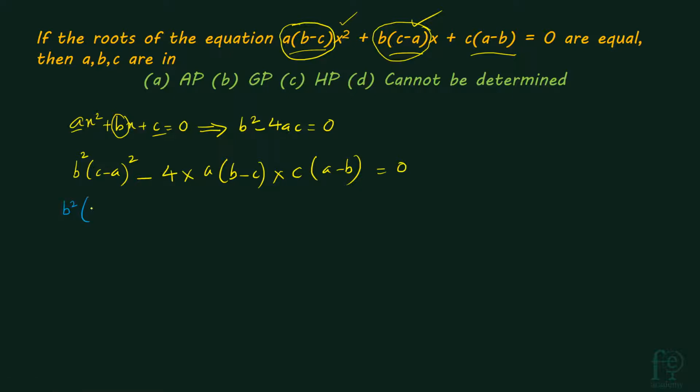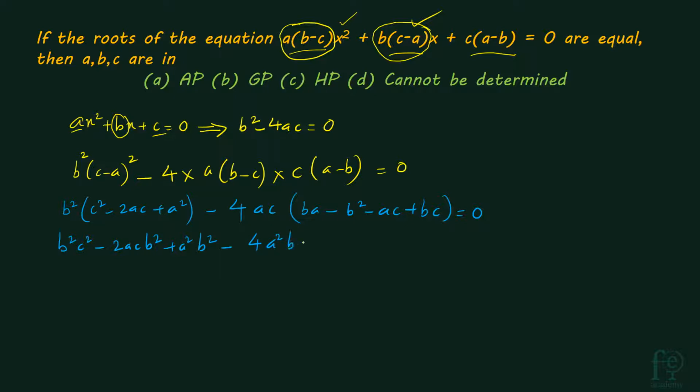So what will you be getting? b²(c − a)² will be b²(c² − 2ac + a²) − 4ac(b − c)(a − b). So multiplying inside: b²c² − 2acb² + a²b² − 4a²bc + 4acb² + 4a²c² − 4abc² = 0. Now we have here −2acb² and +4acb², so that will be b²c² + 2acb².